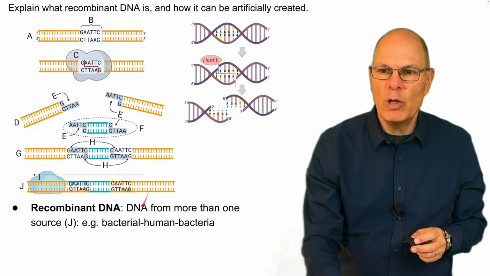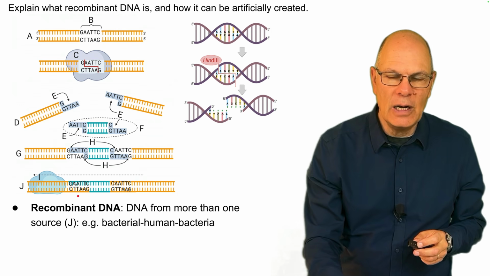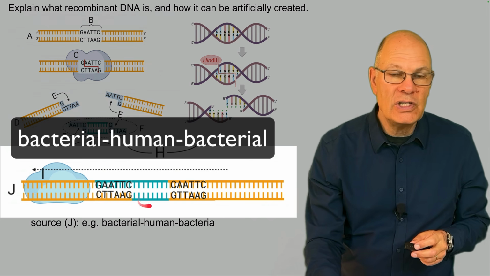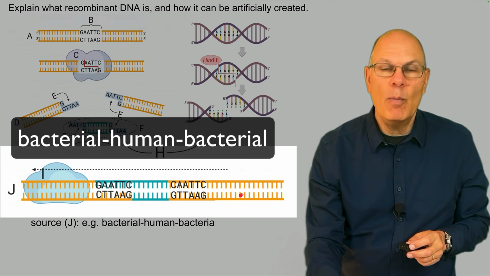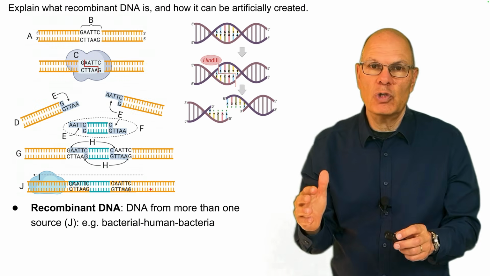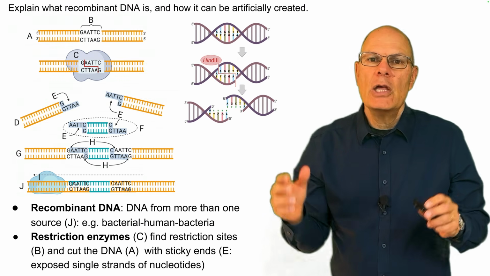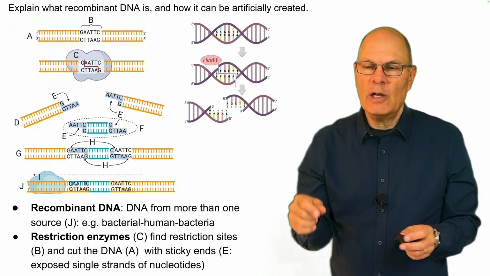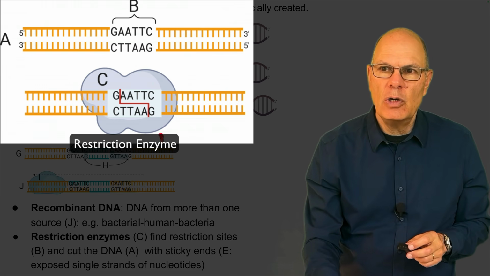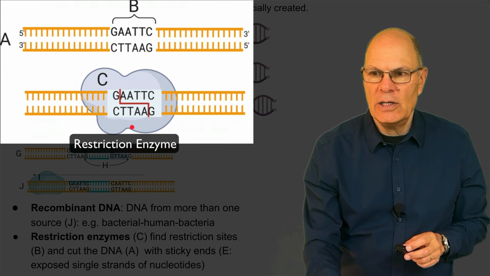It's DNA from more than one source, shown over here, that might have bacterial DNA with a snippet of human DNA with more bacterial DNA. So DNA artificially combined, more than one source, it's been recombined. The main tool in creating recombinant DNA is something called a restriction enzyme, shown over here at letter C.